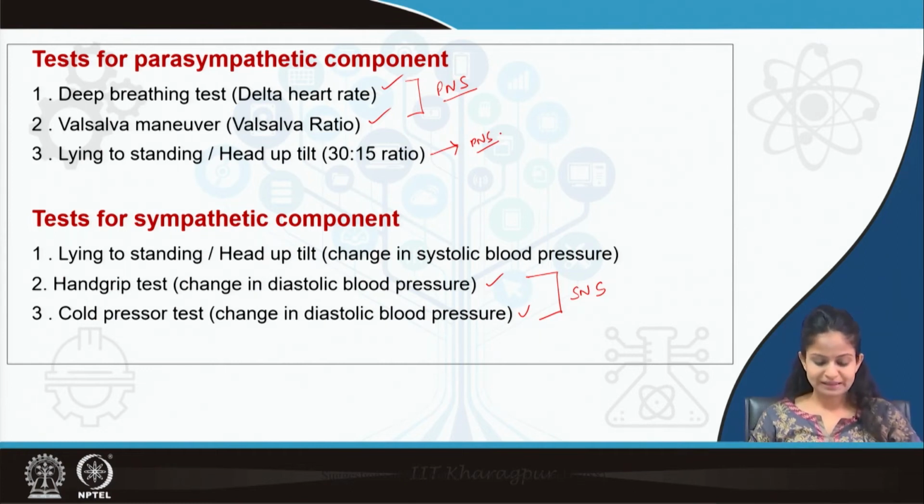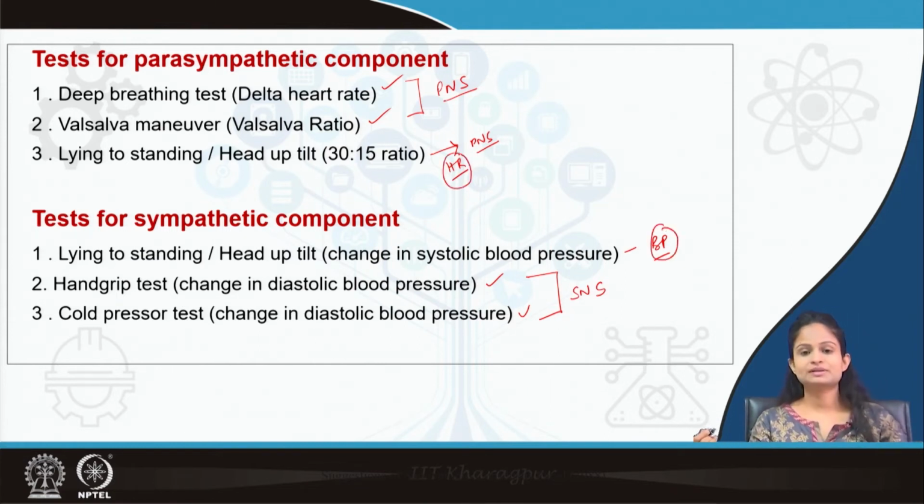In case of the sympathetic component, in lying to standing or head up tilt, we usually check the blood pressure, that is the change in the systolic blood pressure. For the parasympathetic component, we go for the heart rate. So in sympathetic we check for the blood pressure, in parasympathetic we check for the heart rate. So, these are the 6 tests which are divided as per the sympathetic domain and the parasympathetic domain.